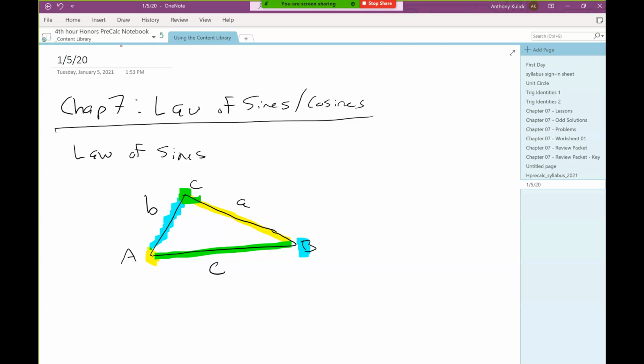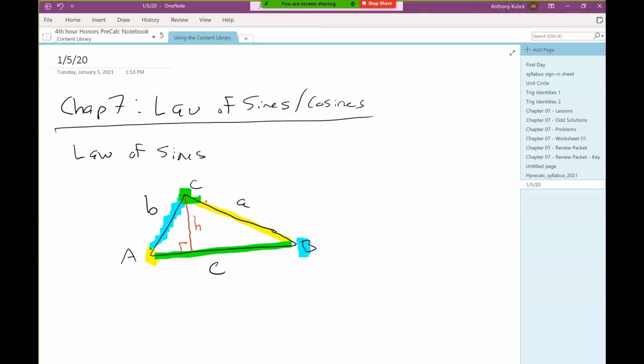What do I do? Well, I'm going to draw in an altitude for one of these angles. It doesn't matter really which one you use. I'm going to use angle C because of the way I drew my triangle. It's easier to draw that one. And I made two now right triangles. Everybody agree with that? Okay. I'm going to refer to this altitude here as h.